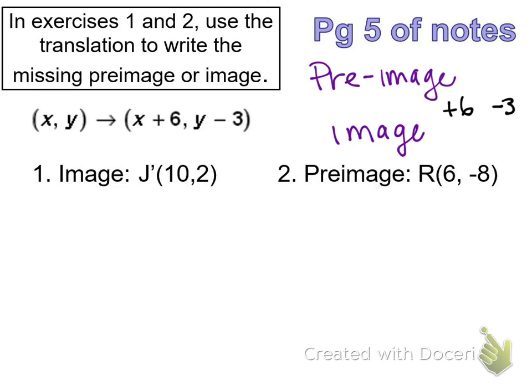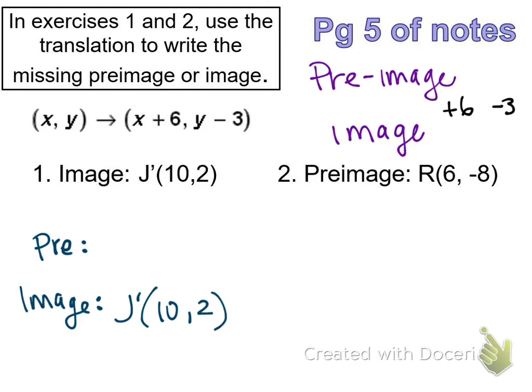So we've got to figure out which one we have and which one we need. So in this first one, we have the image, right? Is that the first or the second? It's the second picture, right? So we need the pre-image. I'm just going to write pre. If we know the image is J prime, it's 10, 2. We're going to figure out what the pre-image had to be. It would be J, right?